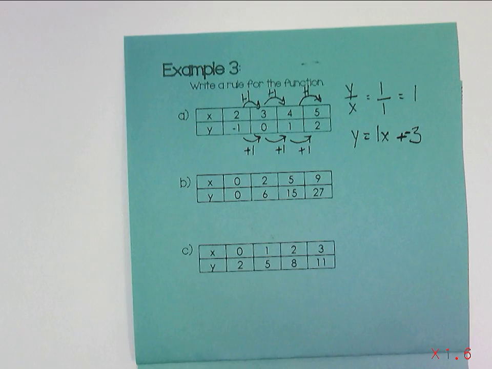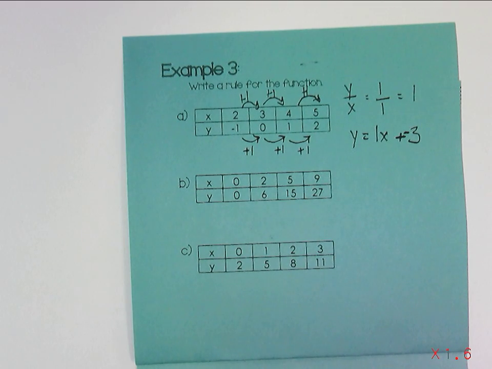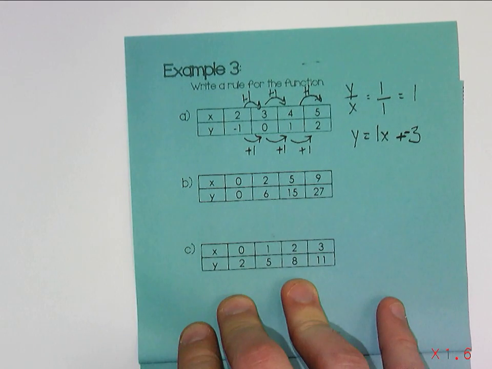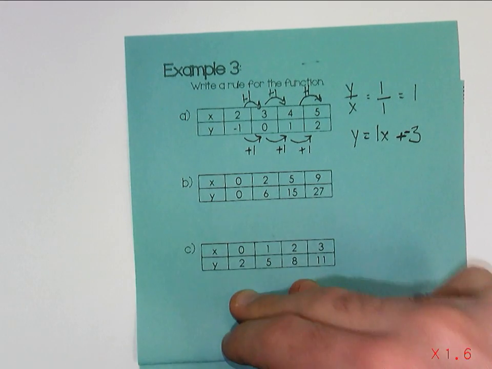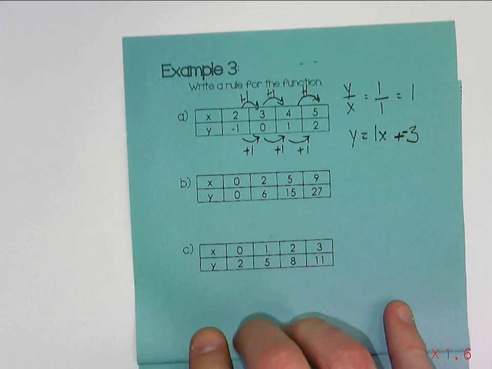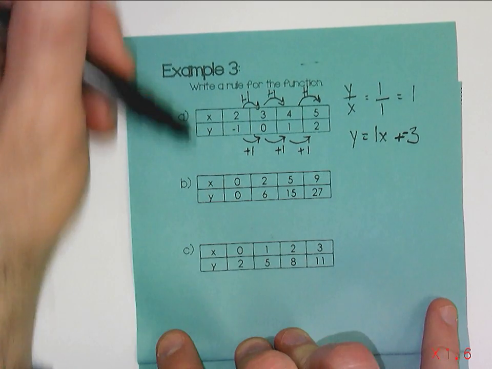What I'd like you to do, try letter B and letter C and see if you come up with the right function rule. So you can pause the video.